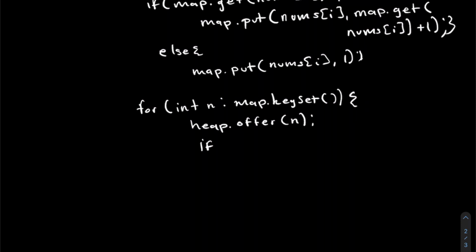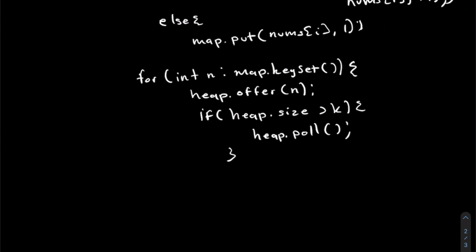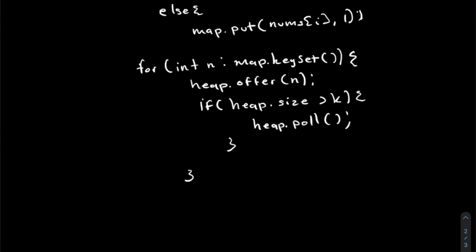And then this is where we check to see if the size of the heap is greater than what we're asking for in terms of how many integers they're asking for, right? If it's greater than that, then we're going to take out the top, or the root, which is what heap.poll will do for us. And that's pretty much it.